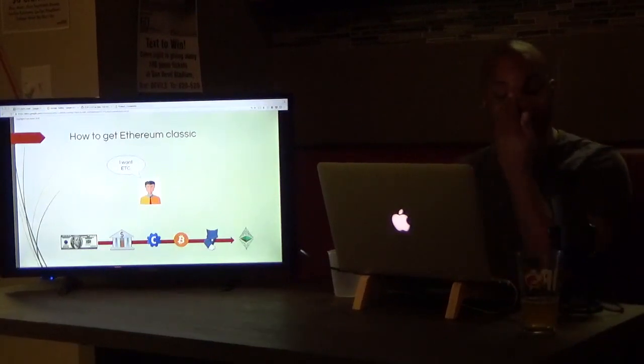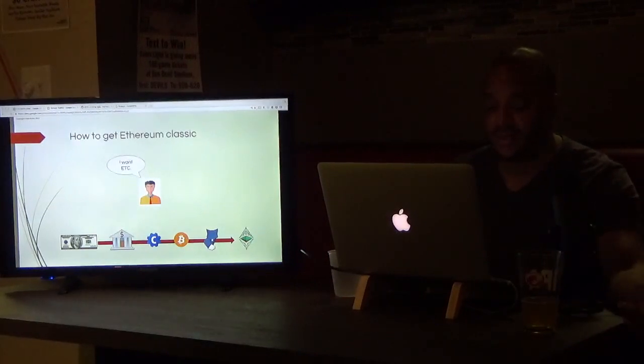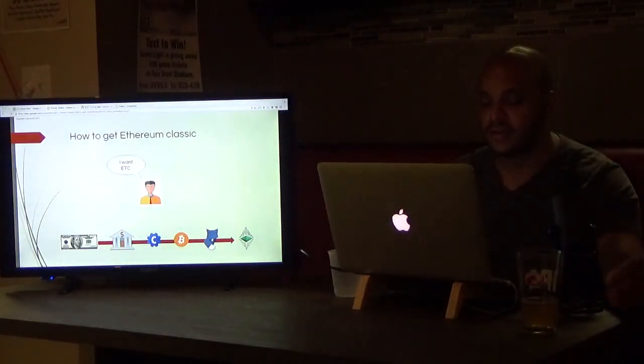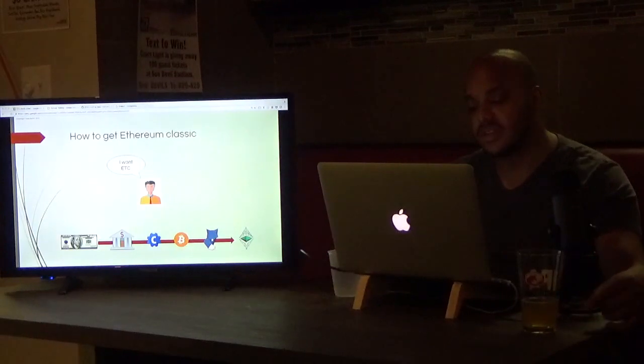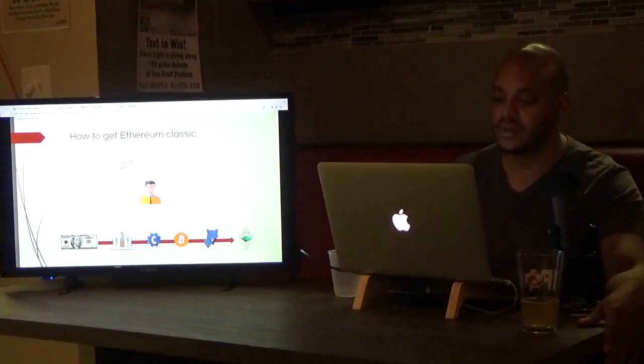So here's the problem Tortuga is trying to solve. How do you get Ethereum or Ethereum Classic, either one? Well, you've got to take your money, put it in the bank, go to Coinbase, and convert it to Bitcoin. This is for Ethereum Classic; Ethereum's a little bit easier, maybe two fewer steps. Convert it to Bitcoin, shape-shift it into Ethereum Classic, and then finally you have it. It's pretty ridiculous.